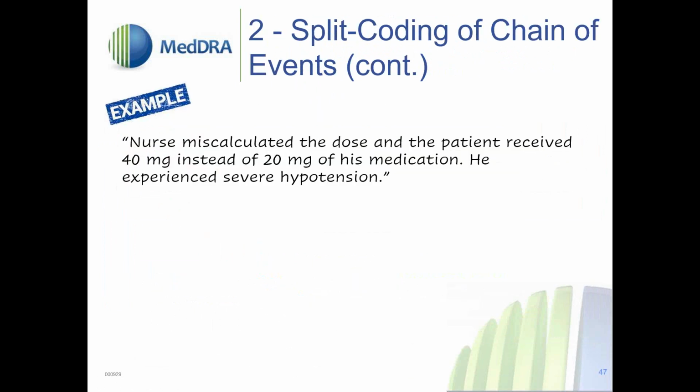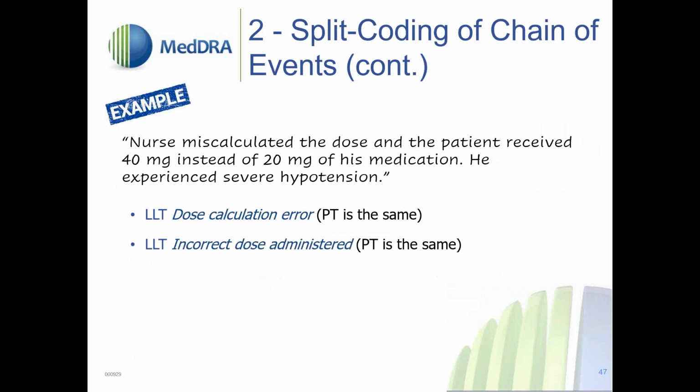Again, an example for this principle: it is reported that a nurse miscalculated the dose and the patient received 40 milligram instead of 20 milligram of his medication. He experienced severe hypotension. So what do we have here? We would capture the initial error with the LLT dose calculation error, same PT, plus the subsequent administration error, because there was a dose calculation error that then led to an administration error. So this needs to be captured.